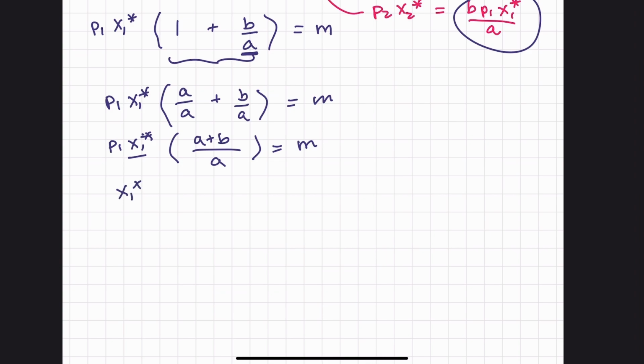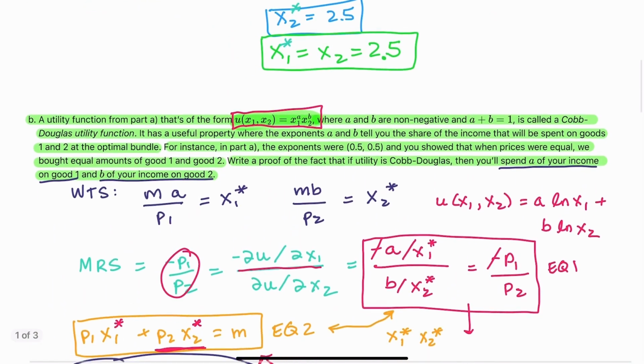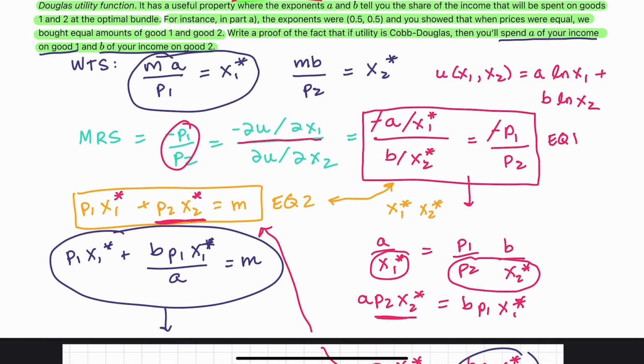So X1 star is M divided by P1 times the reciprocal of this, which is A over A plus B. And remember, in our assumptions for Cobb-Douglas, we said that A plus B equals 1. So this thing is 1. And so we have X1 star is MA over P1. And I think that's what we wanted to show. Let's check. X1 star is MA over P1. Yeah, we got it.